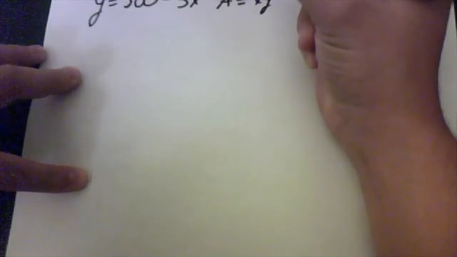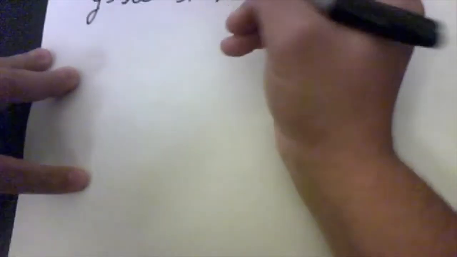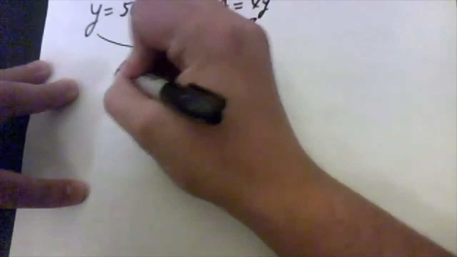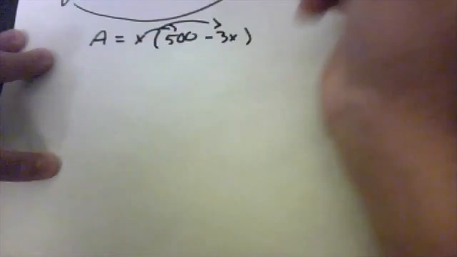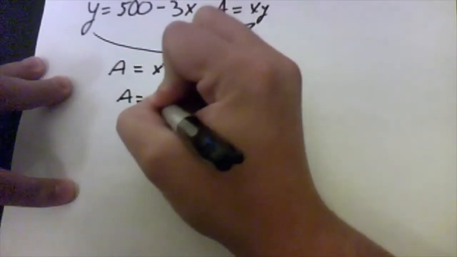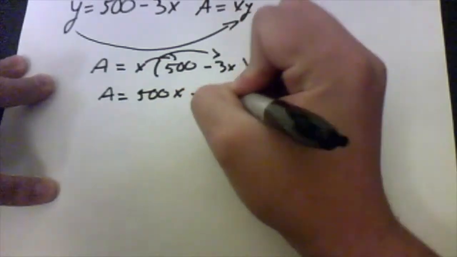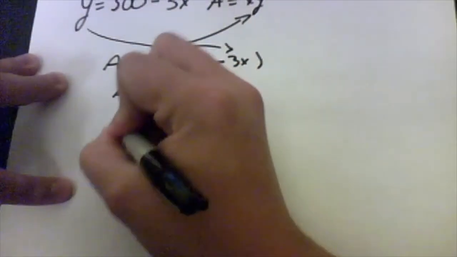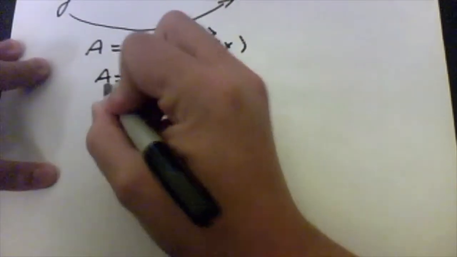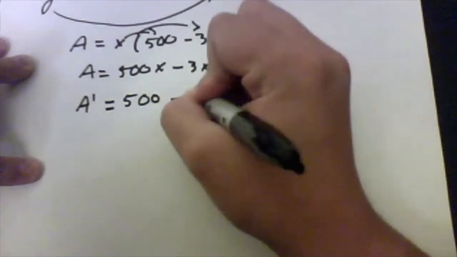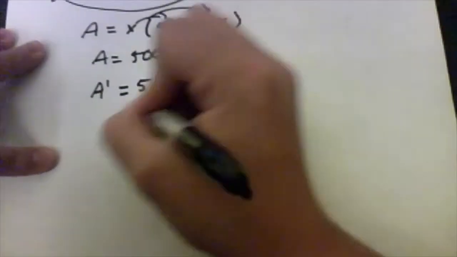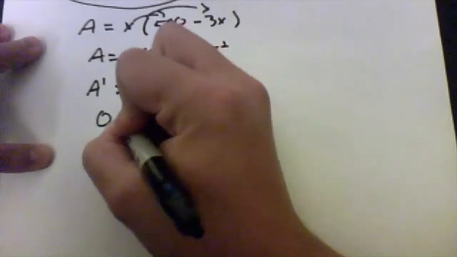Alright, now that we have the perimeter equation in terms of y, we can now substitute the y into the area equation. So now we have area is equal to x times 500 minus 3x. Now we distribute the x into that to get area is equal to 500x minus 3x squared. Now, since we're maximizing the area, we want to take the derivative of the area equation. So the derivative of this would be equal to 500 minus 6x. Now, in order to find the x, we have to set the equation equal to 0.